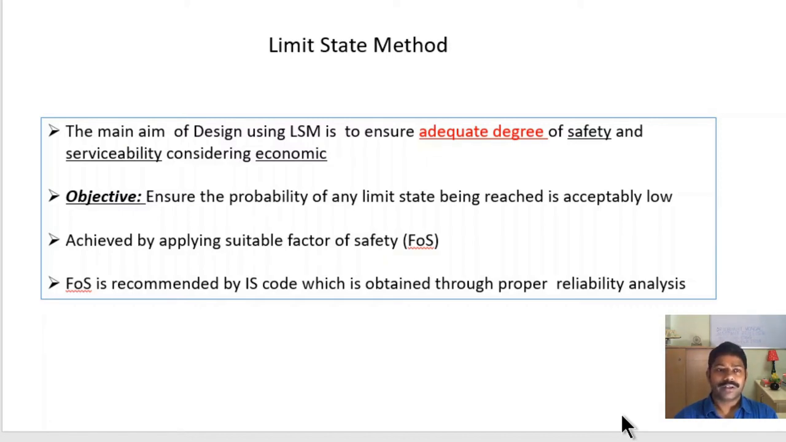What does the limit state method do? The limit state method ensures the probability of any limit state being reached is acceptably low. So it is saying that we will apply some limit on the stress, and also some limit to the load, and will ensure that during operating conditions or during the lifespan of the structure, the structure will not experience stress beyond what was allowed, nor will the load reach the level for which it was designed.